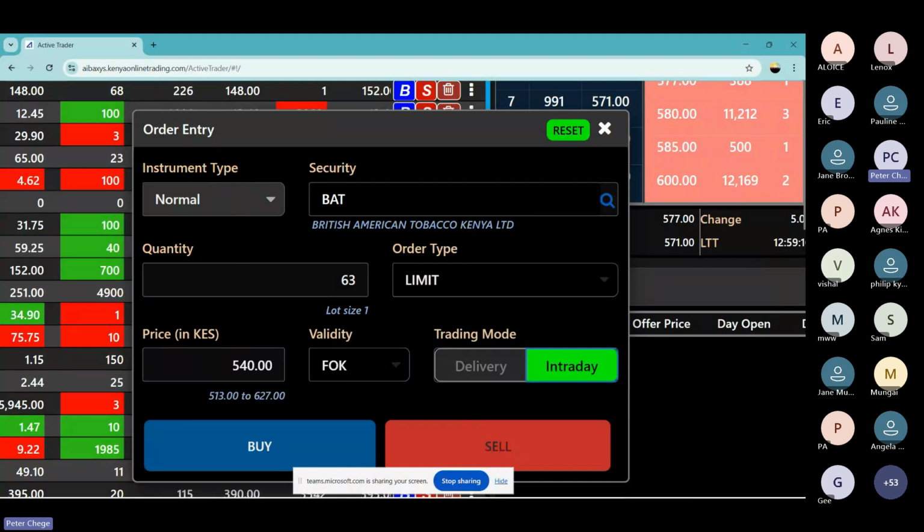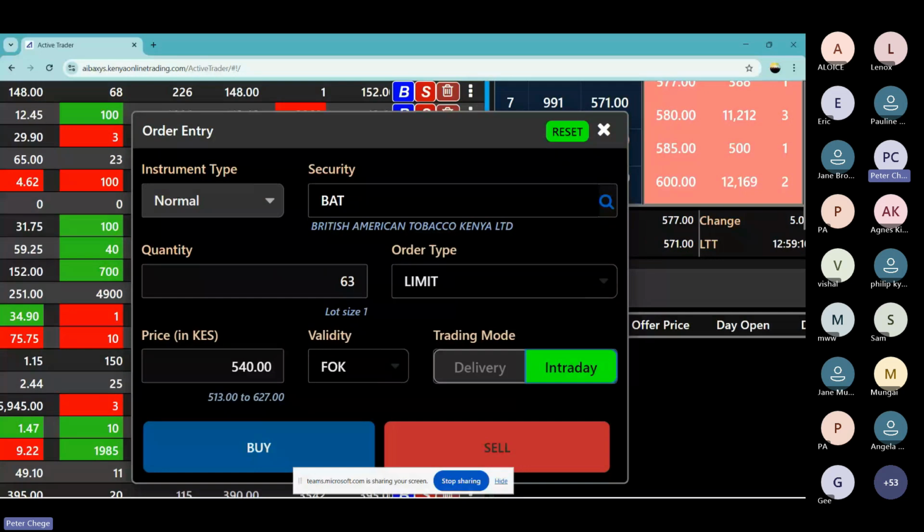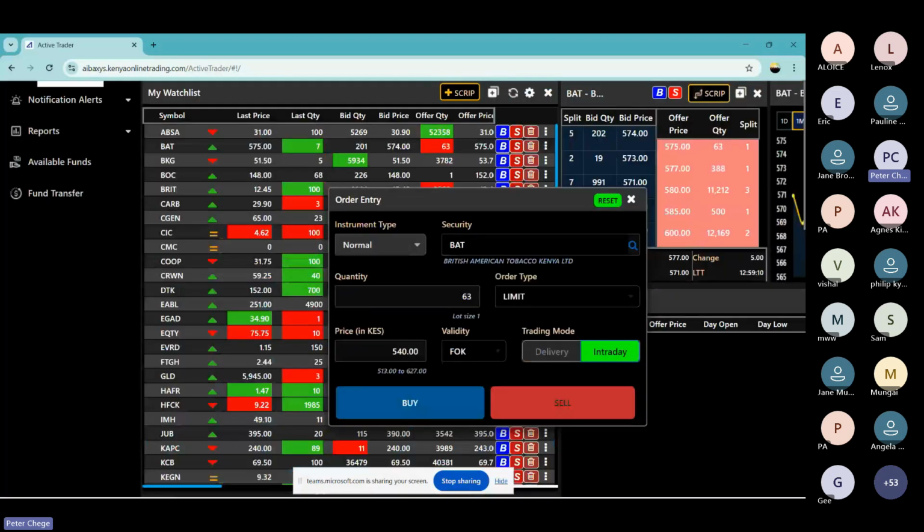So wait for settlement. Remember, with intraday, if let's say you buy today and the sale doesn't execute, tomorrow it is not valid. That's why it is intraday. The following day, the shares revert to normal settlement. You can only sell on settlement. Then you have the buttons to buy and sell. That's just a quick overview on the platform.